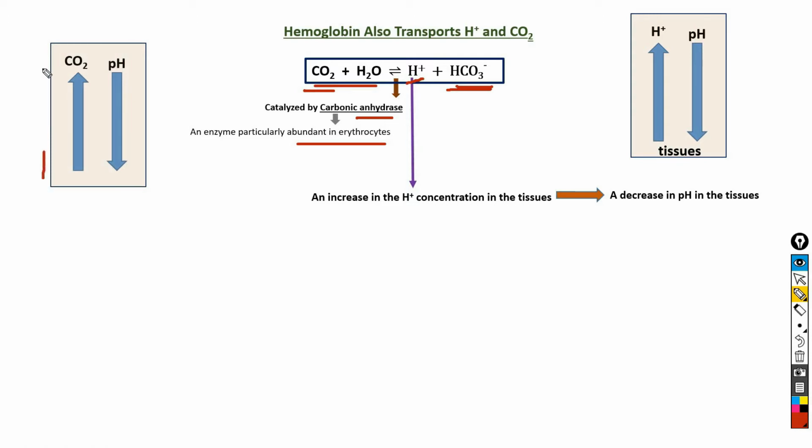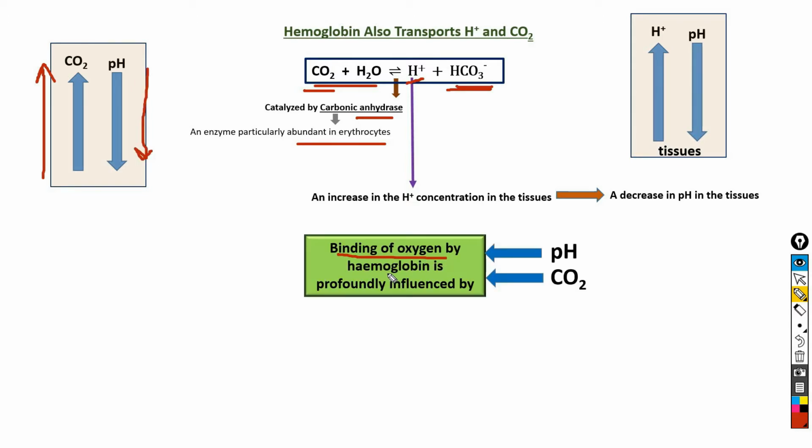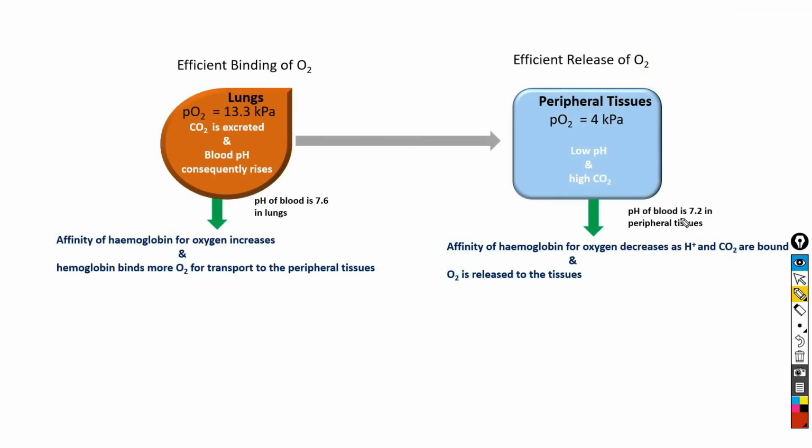So in conclusion, when there is increase in the CO2 concentration in the tissues, there is decrease in the pH in the tissues. And binding of oxygen by hemoglobin is profoundly influenced by pH and CO2. And the binding of H+ and CO2 is inversely related to the binding of oxygen. As pH of blood in peripheral tissues is 7.2, whereas the pH of blood in lungs is 7.6. So at relatively low pH and high CO2 concentration of peripheral tissues, the affinity of hemoglobin for oxygen decreases as H+ and CO2 are bound. Therefore, oxygen is released to the tissues.